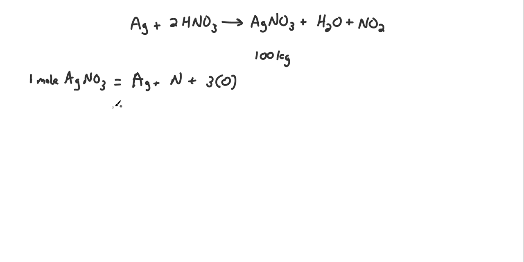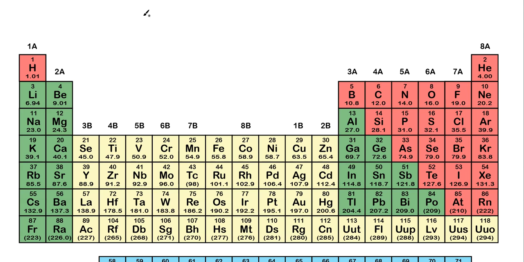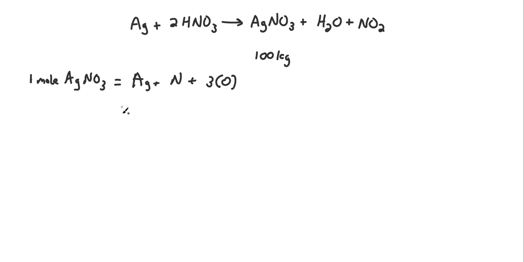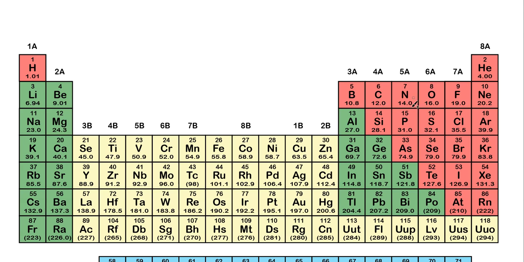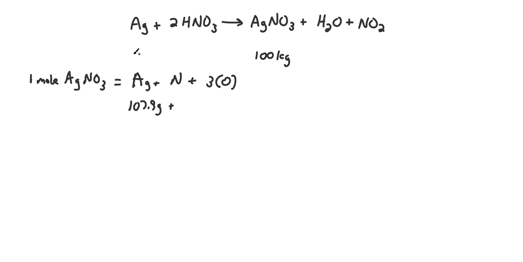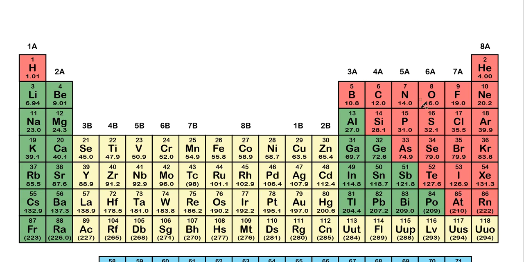Okay, so let's go ahead and look. So silver, we find our silver here. 1 mole is 107.9 grams. So we got 107.9 grams plus our nitrogen. Nitrogen is 14 plus 3 times our oxygen. Our oxygen is 16 grams for a mole.